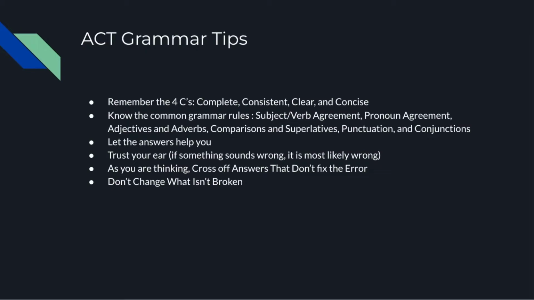Number 5, cross off answers that don't fix the error. To go from good to great on the English test, you can't just fix a question in your head and then find an answer that matches. Instead, after you've identified what's wrong, eliminate all the choices that do not fix that error.